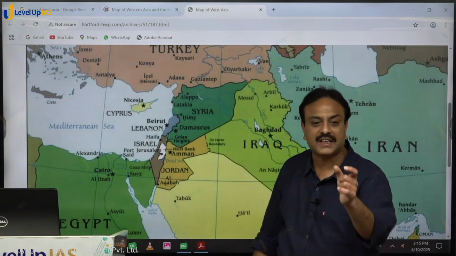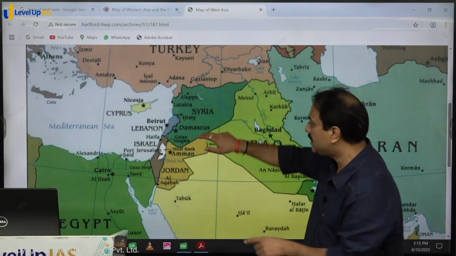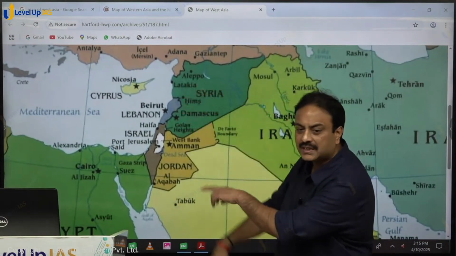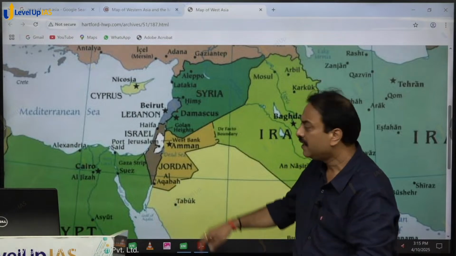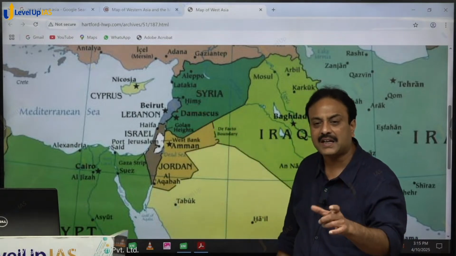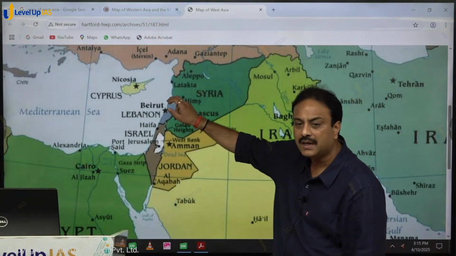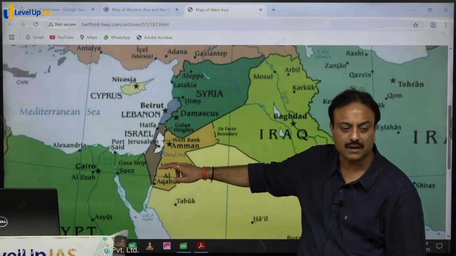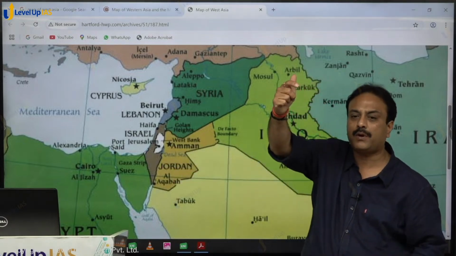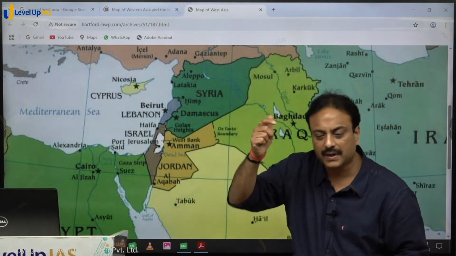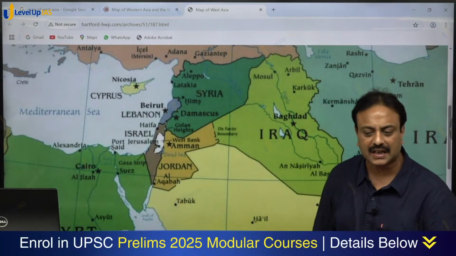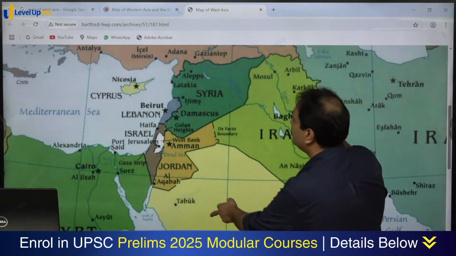South of Beirut is the city Saida. It is not visible in this particular map, and I don't want to waste time searching on other maps, right? So in your atlas, every atlas is having a detailed map of West Asia. In that, if you look for it, you will find the towns Tripoli, Beirut, Saida in sequence. North is Tripoli, further south is Beirut, further south is Saida. Are you getting that?